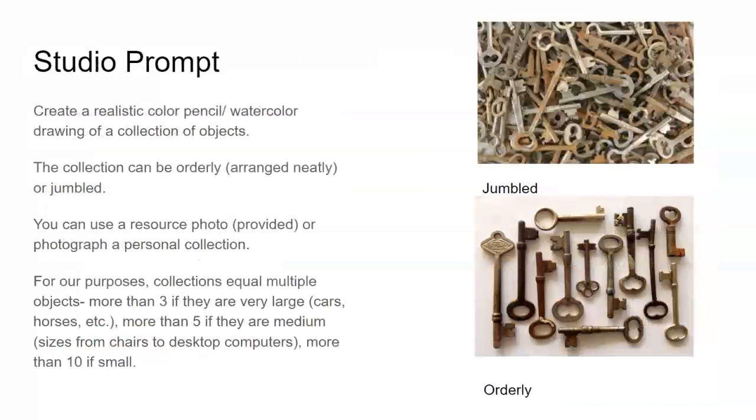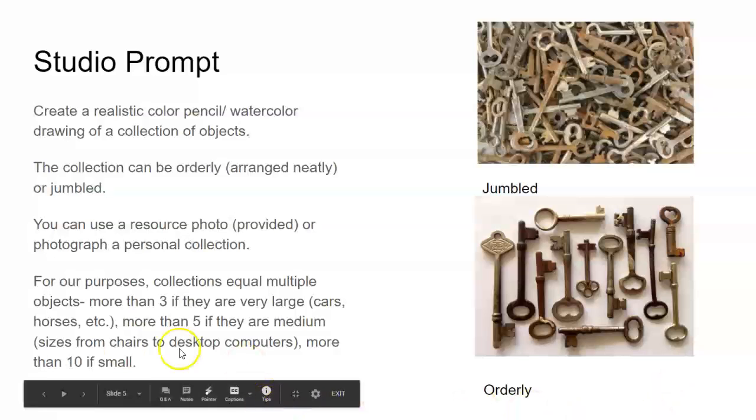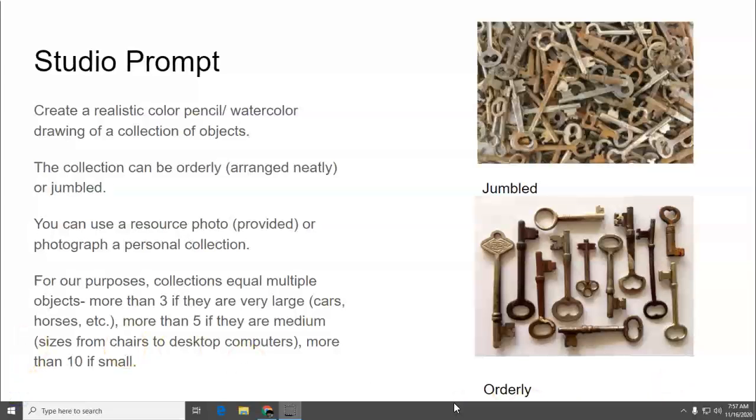So your studio prompt is you're going to create a realistic colored pencil and watercolor drawing of a collection of objects. You're using the same skill set that you did when you drew the singular piece of candy. The collection can be orderly, or it can be jumbled. You can use a resource photo that is provided. I have a slideshow with the resource photos on it. Or you could photograph a personal collection.